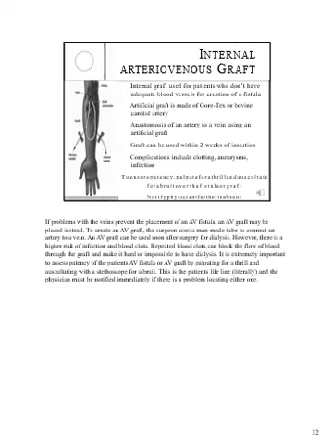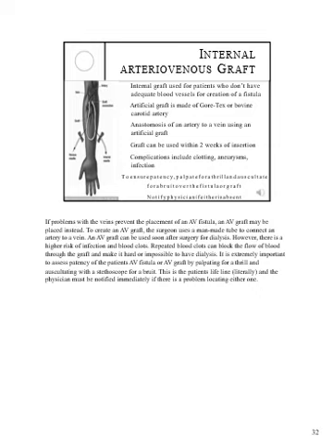If problems with the veins prevent the placement of an AV fistula, an AV graft may be placed instead. To create an AV graft, the surgeon uses a man-made tube to connect an artery to a vein. An AV graft can be used soon after surgery for dialysis. However, there is a higher risk of infection and blood clots. Repeated blood clots can block the flow of blood through the graft and make it hard or impossible to have dialysis.